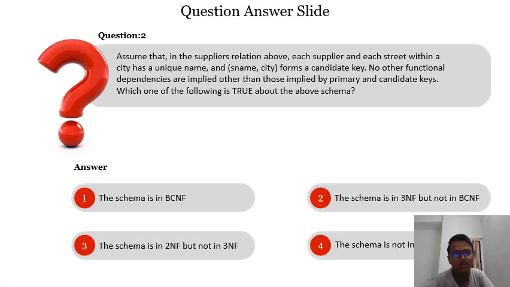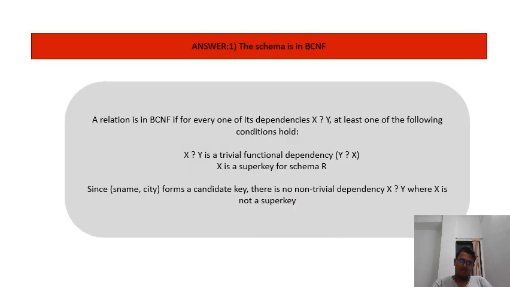Now, assume that in the supplier relation, a supplier and a street within a city has a unique name. From the candidate key, no functional dependencies are implied other than those implied by the primary candidates. Which of the following is true about the schema? The schema is in BCNF. A relation is in BCNF if for every one of its dependencies, at least a trivial dependency holds.